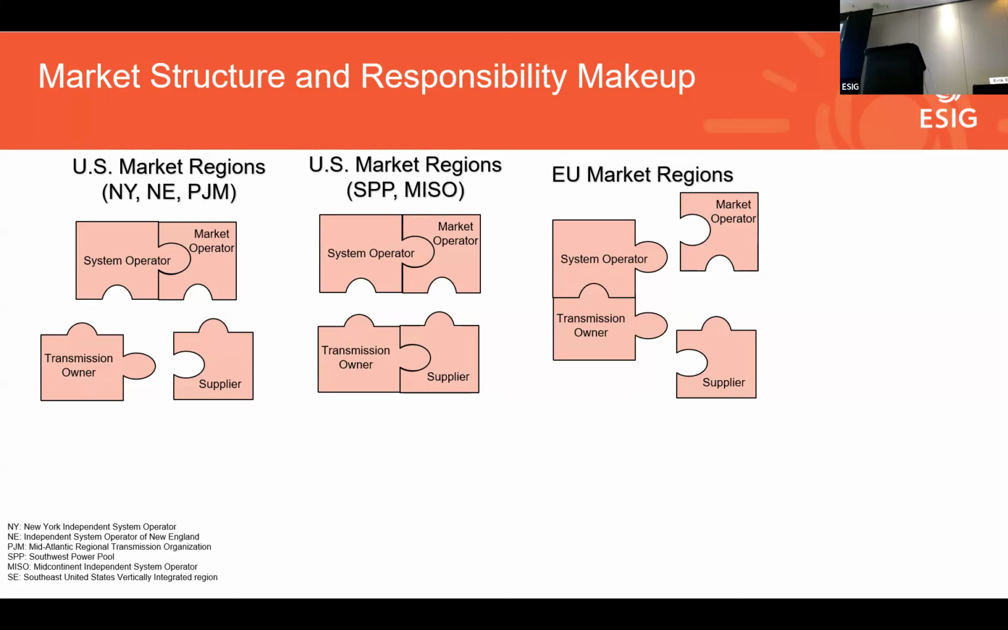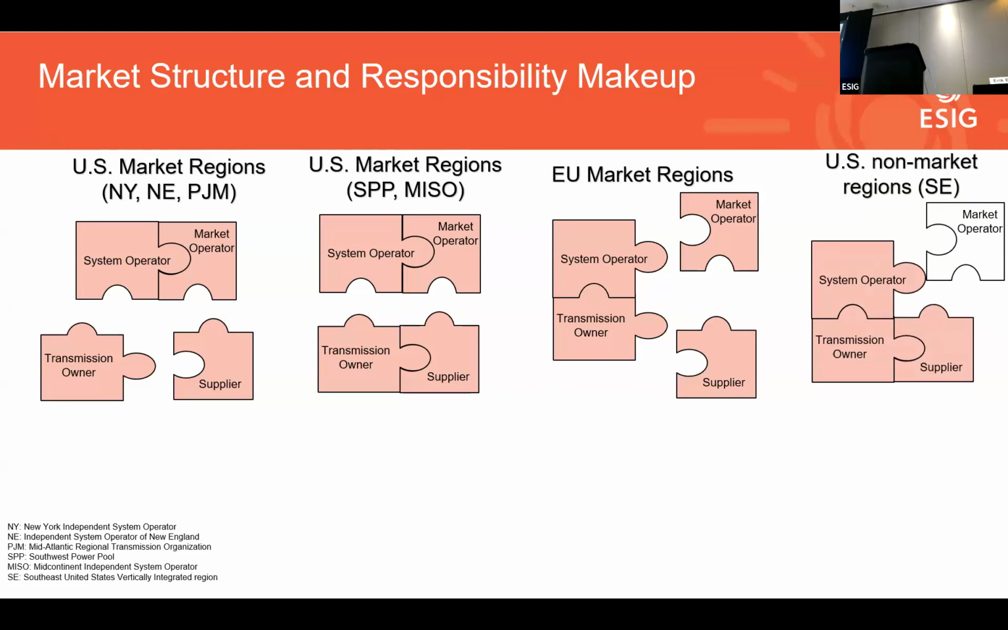But it also is the case that the TSO often owns the transmission within its region, which is different than the US ISOs as well. And pretty much most of Europe has separated the supply side from the transmission and distribution side.